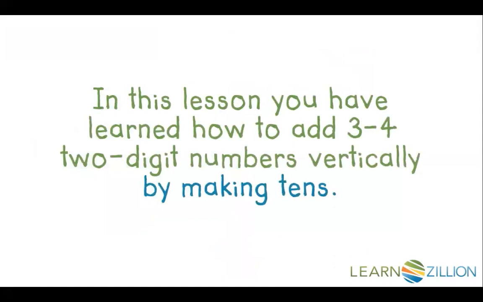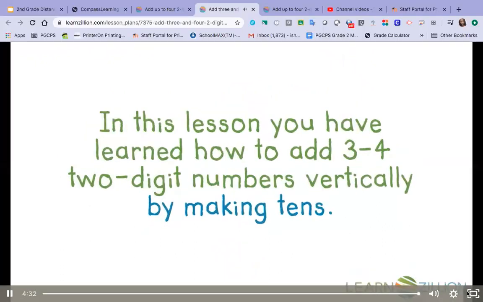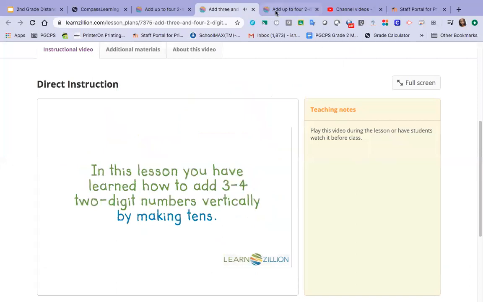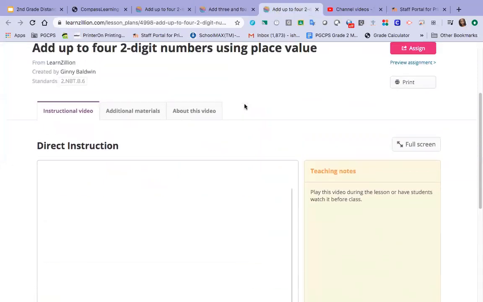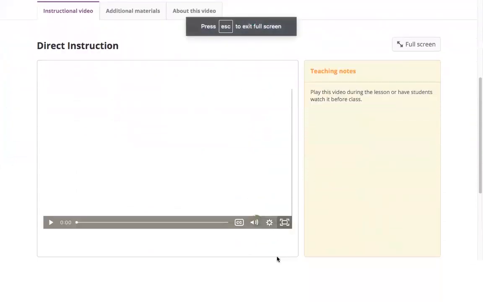In this lesson, you have learned how to add 3 to 4 two-digit numbers vertically by making tens. All right, now let's take a look at adding up to 4 two-digit numbers using place value.